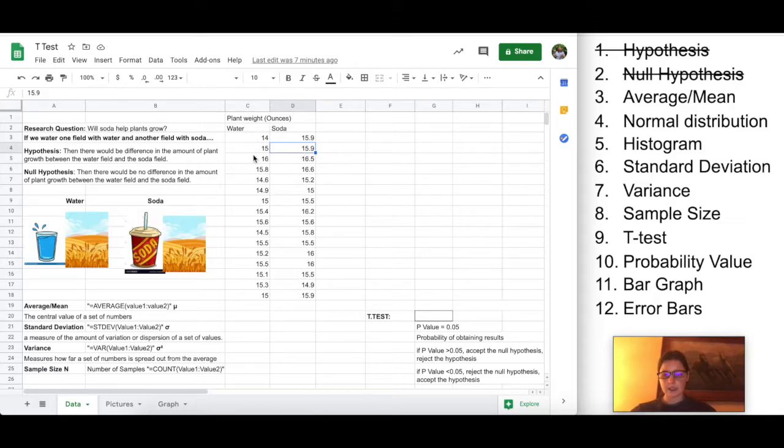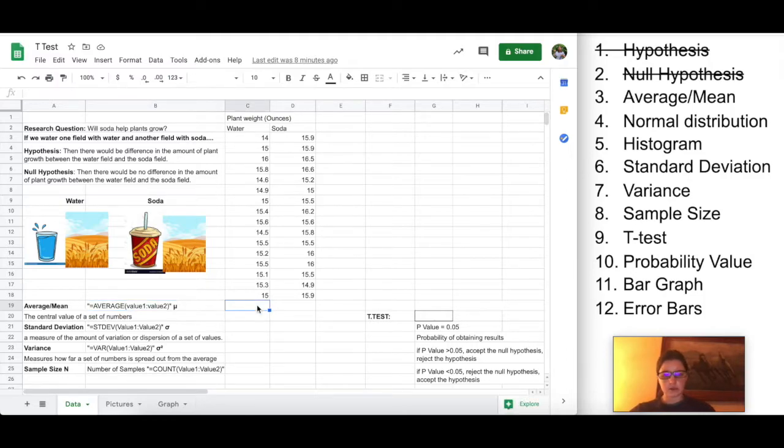If we want to find the average of each group, which is the central value of a set of numbers, then we'll want to type in this formula. Another sign for average is this funny looking U, or another way of saying it is mu. I know it sounds a little funny. Mu. So you find the average or you find a mu.